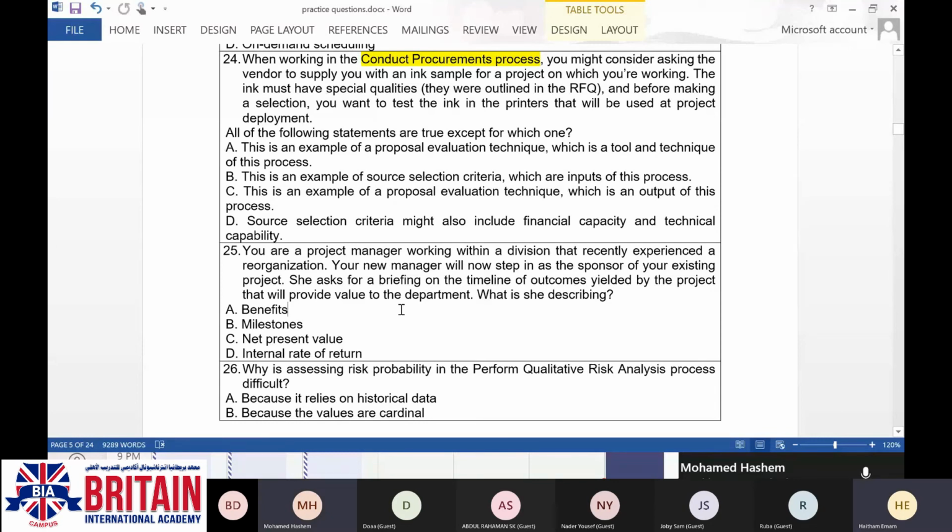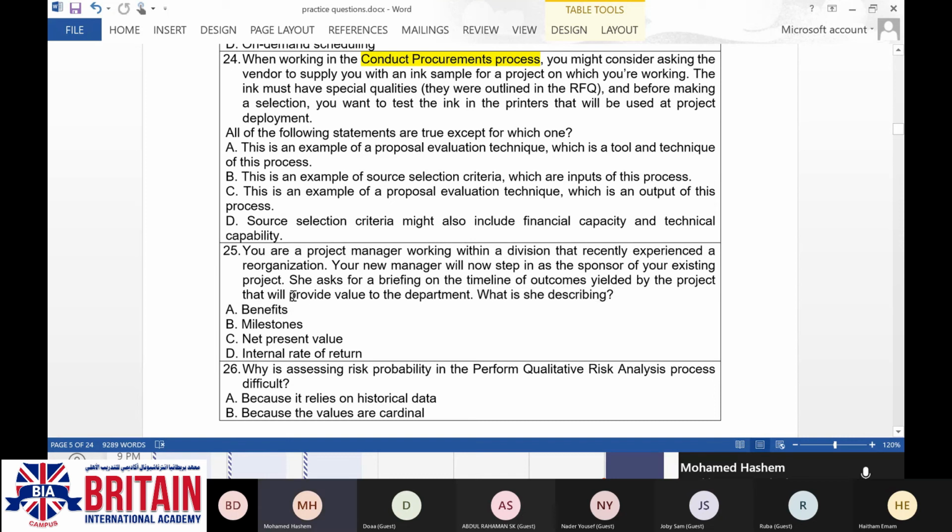Question 25. You are a project manager working within a division that recently experienced a reorganization. Your new manager will now step in as the sponsor of your existing project. She asks for a briefing on the timeline, outcomes yielded by the project that will provide value to the department. What is she describing?